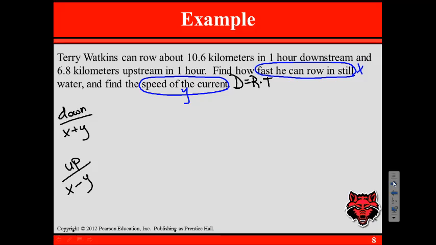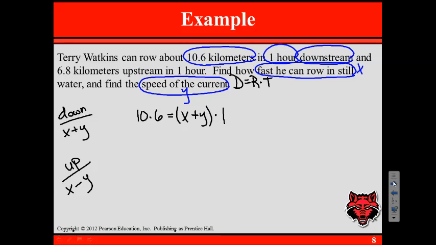So let's try to create an equation, one for the downstream information, one for the upstream information, using the pieces given in the original word problem. We're told that Terry can row 10.6 kilometers in 1 hour downstream. Let's use that information and come up with the downstream equation. Remember, distance equals rate times time, so the distance is 10.6 kilometers, and that equals the rate we already found out on the left side of the screen, x plus y, the speed of the boat plus the speed of the river, because it's helping as we go downstream, times time, which in this case is 1 hour.